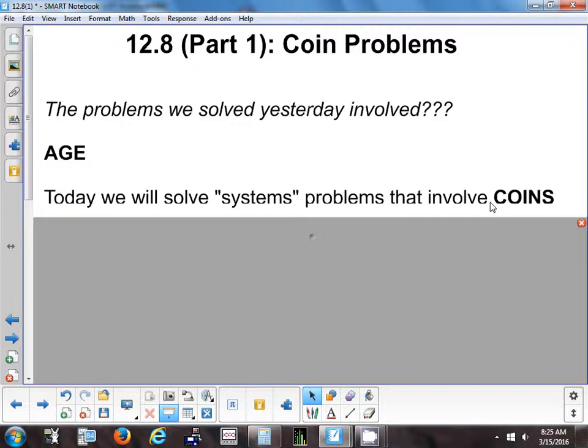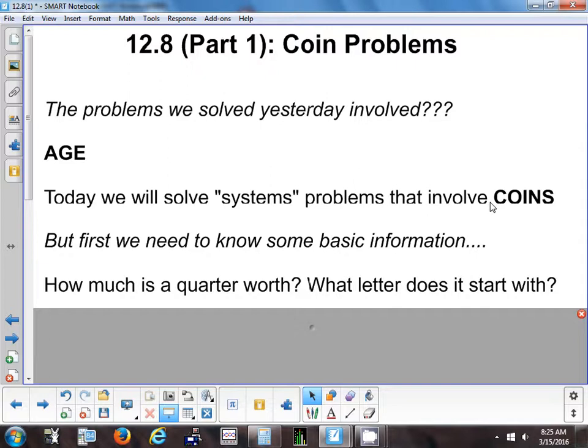Today we're going to solve problems about coins. There's a couple things we have to go over. One thing we have to know is how much each coin is worth. That's important. And then we also have to look at what letter we're going to use to represent coins. So let's start with a quarter.